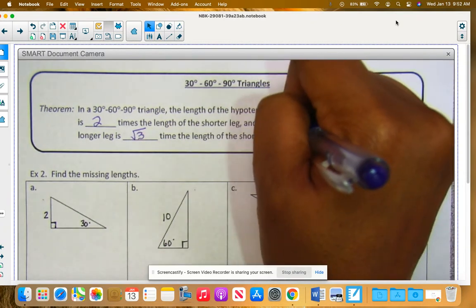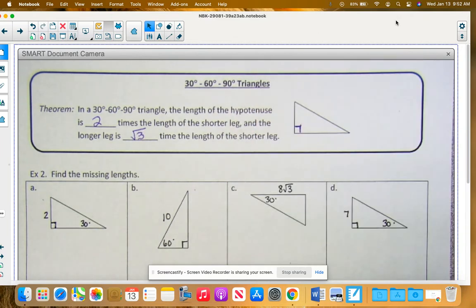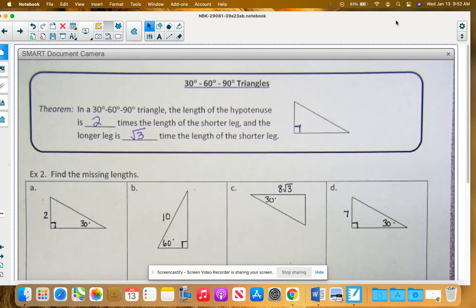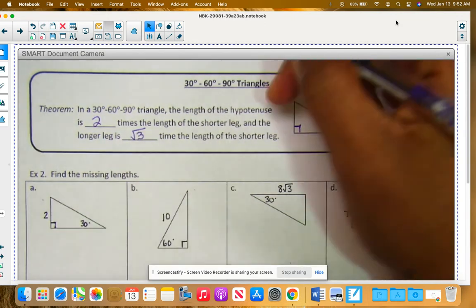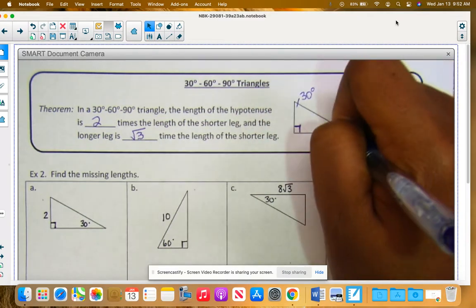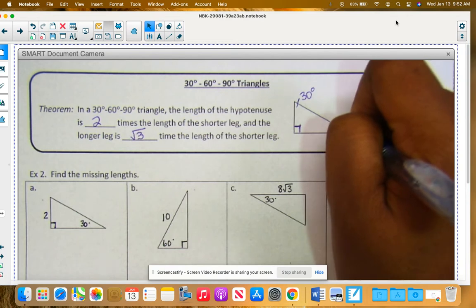So let's go ahead and put in our 90-degree angle. All right, this is what the words are telling us. It's telling us that I have a 30, 60, 90 triangle. So I'm going to say that this one's 30 degrees, and I'm going to say that this is 60 degrees.